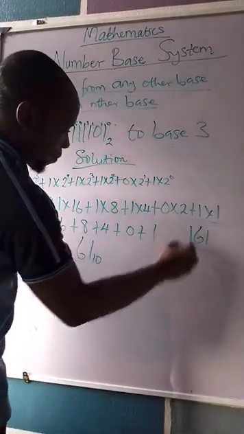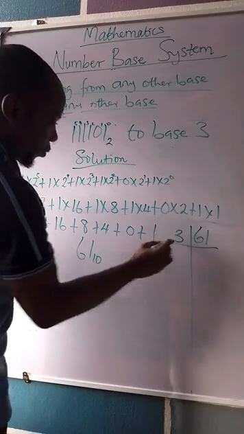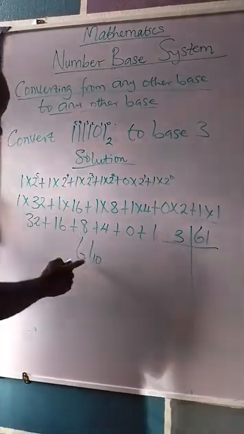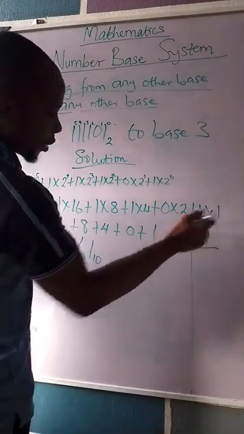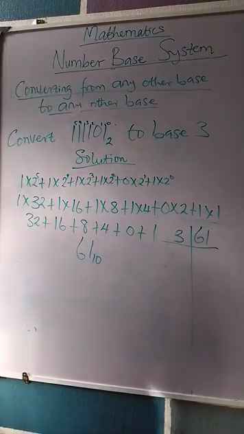(61) base 3. Whatever thing you have in base 10 should come here. So what are you supposed to do now? 3 goes into 61. How many times? Tell me now, how many times?